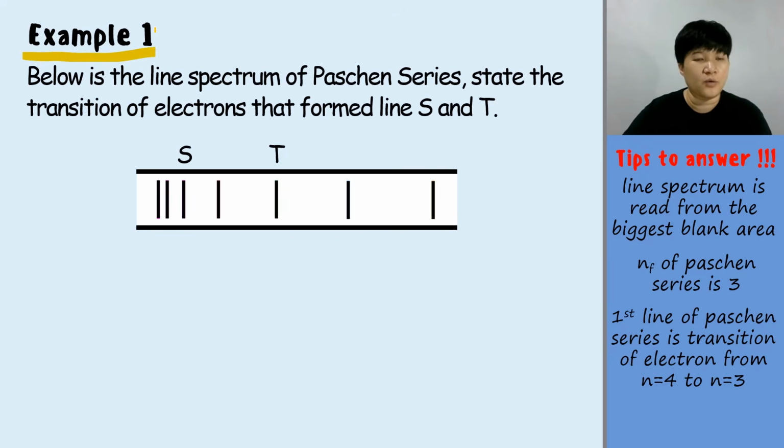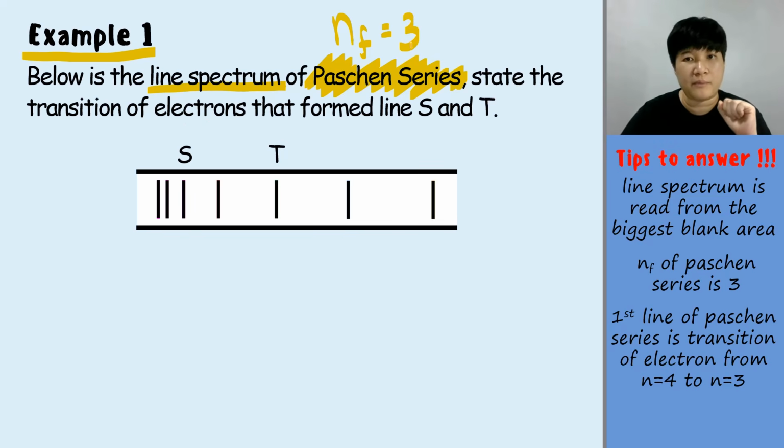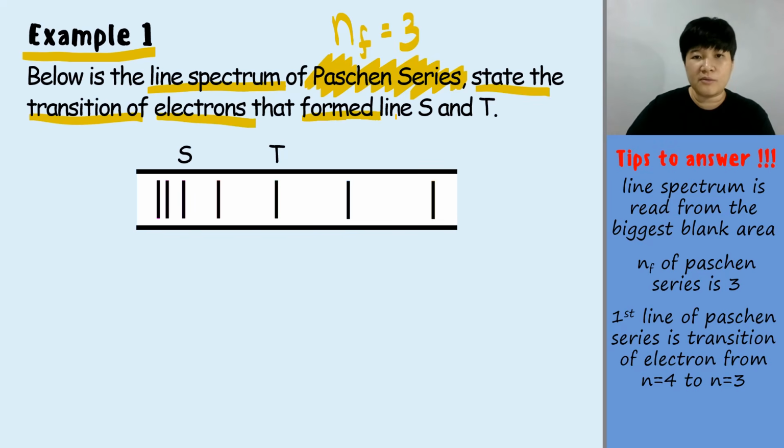So example 1 over here. Below is the line spectrum of Paschen series. Paschen series, guys, n final must be 3. That is the first thing that should come into your mind. State the transition of electrons that form line S and T. So my S and T is over here. That is my S, and the next one is your T.